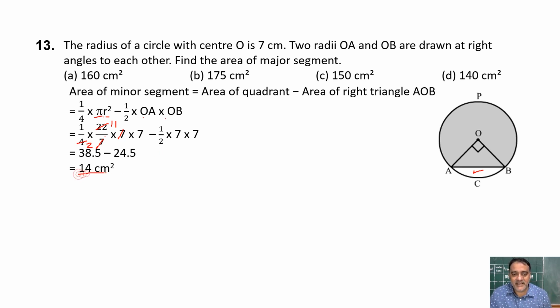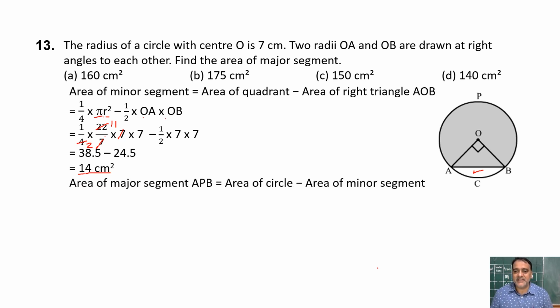Yes, sir. Now this area we have to subtract from full circle. So area of major segment is equals to area of circle minus area of minor segment. So area of circle is pi r square and area of minor segment we already got 14 centimeter square. So the value of pi is 22/7 and r is 7. So यहाँ पे 7 cancel हो जाएगा and we'll get only 22/7.